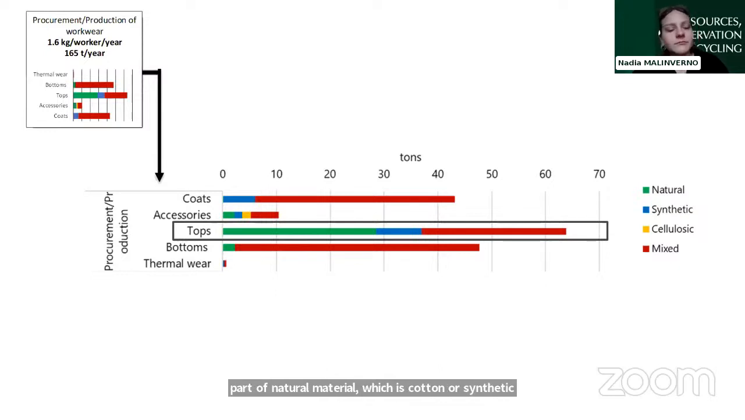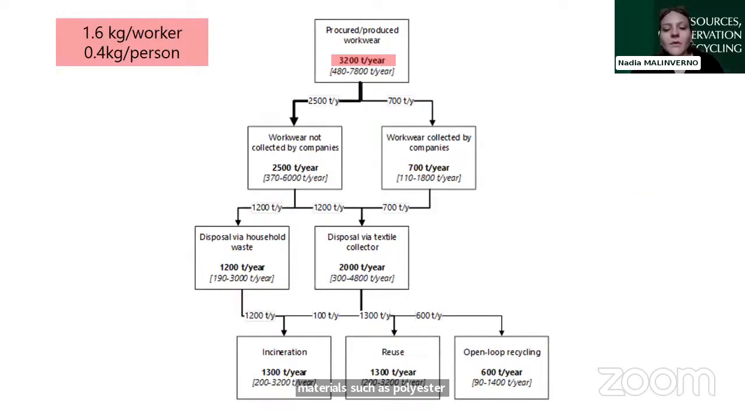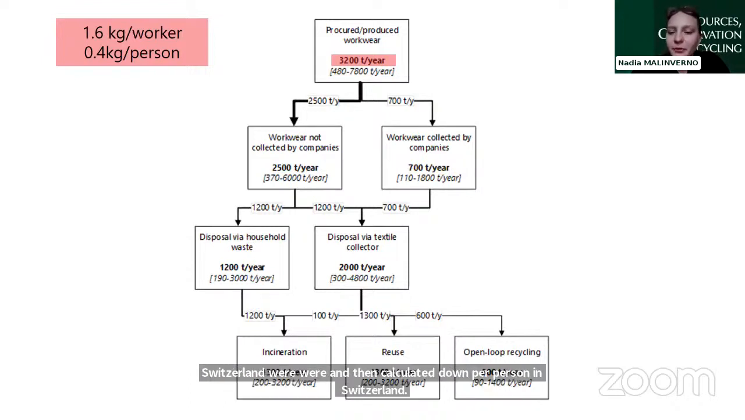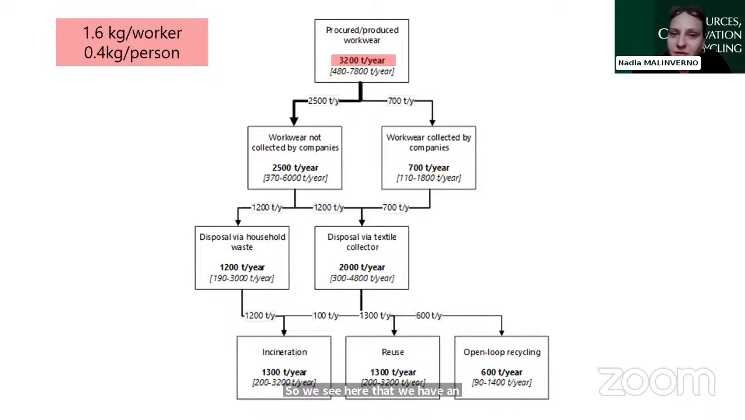polyester. In order to put the data from the companies into a more general context, we have tried to extrapolate the data for the whole of Switzerland. To do this, we calculated the amount of workwear per employee in the companies. This data was multiplied with the data from a Swiss statistic that 2 million people in Switzerland wear workwear, and then calculated down per person in Switzerland. This corresponds to a value of 1.6 kilograms per worker, or 0.4 kilograms per person per year in Switzerland. So we see here that we have an amount of 3,200 tons of workwear in Switzerland per year that needs to be managed.